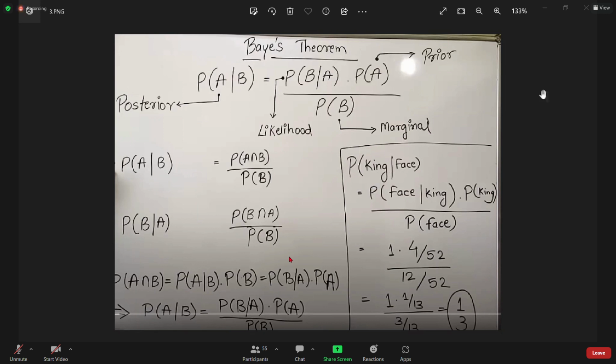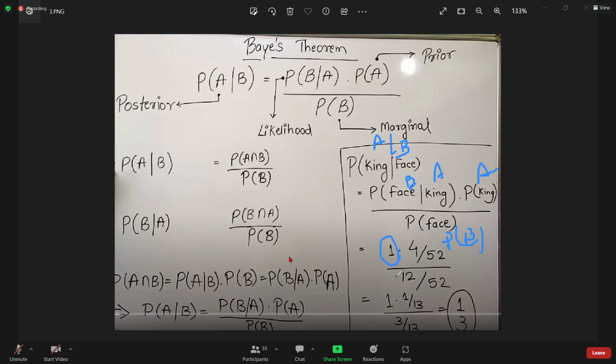You said four, but let's find the probability of a king given a face card. Here, the probability of A given B, let's apply the Bayesian theorem. P(A|B) equals P(B|A) times P(A) divided by P(B). Did you understand, guys? Now, a king is always a face card, so that is 1, times what is the probability of a king?